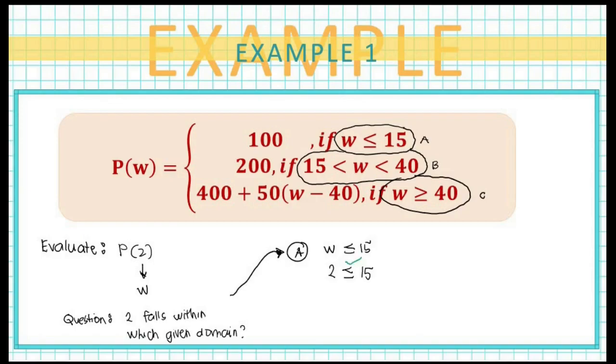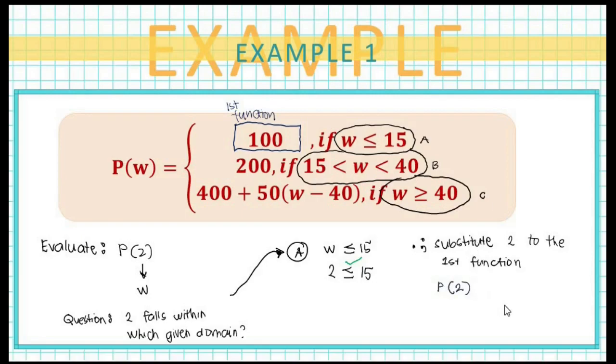Now, after identifying which domain 2 falls in, we substitute 2 to the first function, because the first function is the one containing the correct domain, w is less than or equal to 15. The first function is a constant function, meaning no matter what we substitute to a constant function, the value will not change. Hence, when we evaluate p of 2, the result will still be 100. So when we want to evaluate p of 2, that's the process. And this is now the value when w is 2.